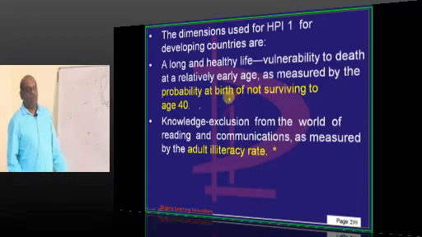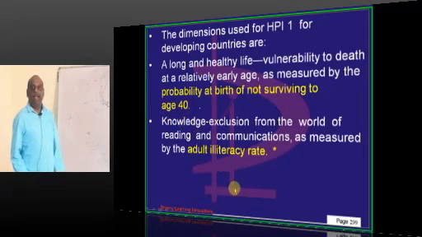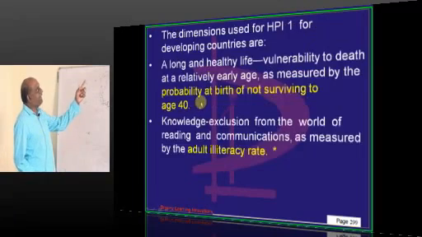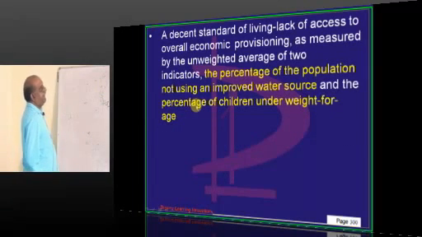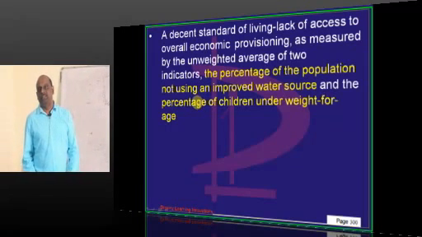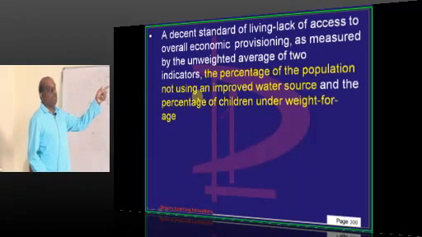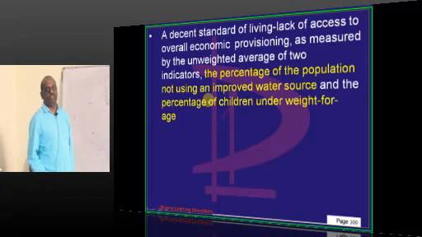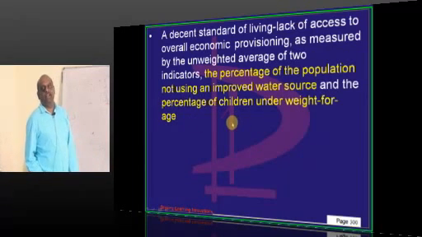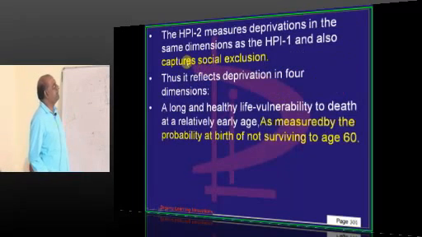First parameter in that is the probability at birth of not surviving beyond 40. What is the probability in a given country? That is one indicator. Adult literacy rate is another component in calculating HPI 1. Then how is the standard of living? It is known by 2 parameters used in HPI 1. What are they? Percentage of the people not using a good water source and percentage of children who are underweight. They are the indicators of the decency of standard of living.